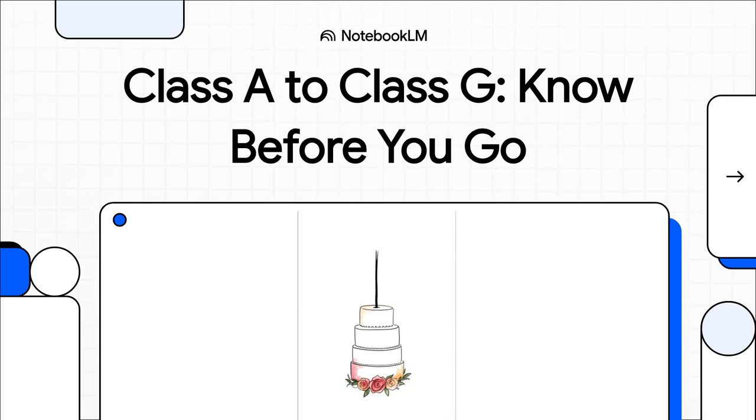Today, we're going to explore the invisible architecture of the sky, all those classifications that keep every single flight safe and organized. It's this amazing system of highways and zones and rules that are hiding in plain sight. And once you understand it, I promise you'll never look at the sky the same way again.